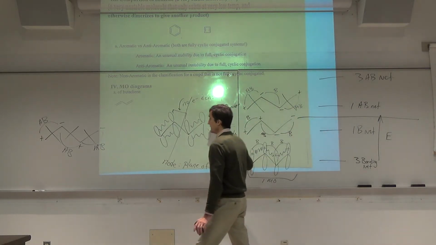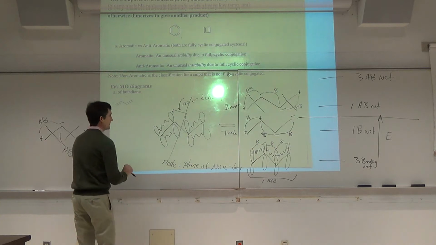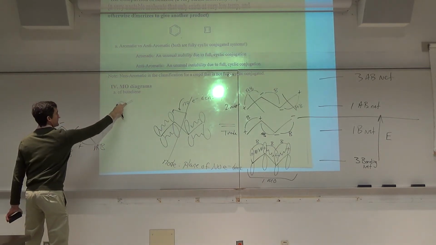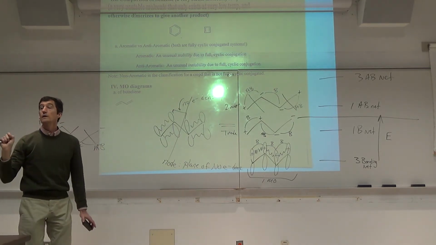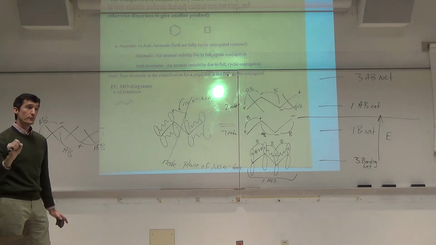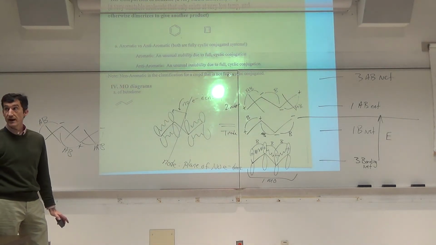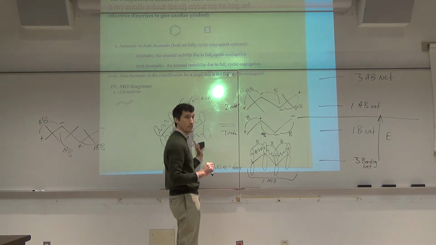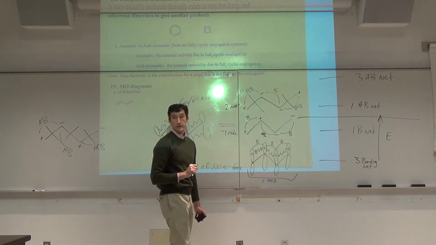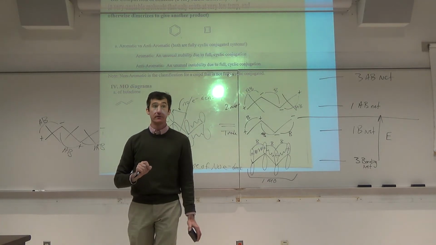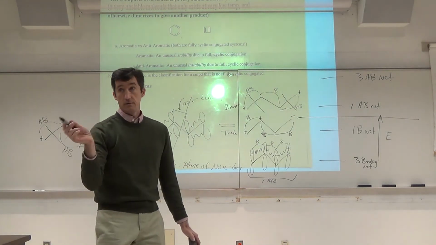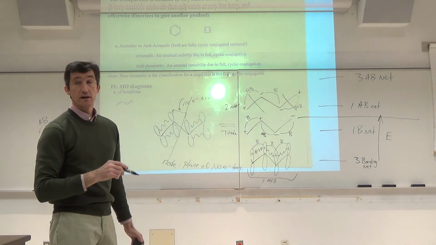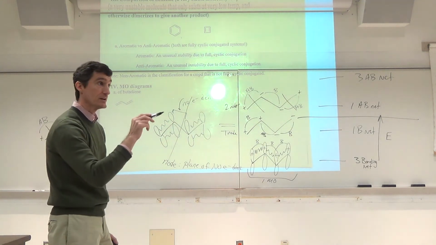That's the MO setup. Let's not forget about the electrons. How many electrons in this compound? Okay, pi electrons. Whenever we do MOs, we're only doing pi electrons. How many pi electrons? 4. Put the 4 in, just like you would do in any standard electron configuration diagram.